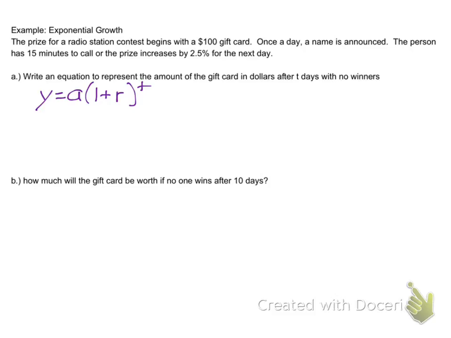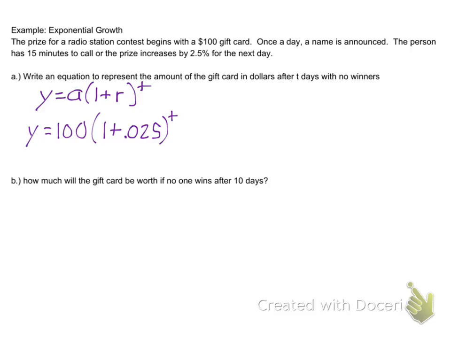Start plugging in information. We don't know y. y is what we're looking for. How much is the initial amount? 100. And 1 plus 2.5. Oh, wait. 2.5% is 0.025, to the t, because it's after t days. We don't know how many days go by, right?